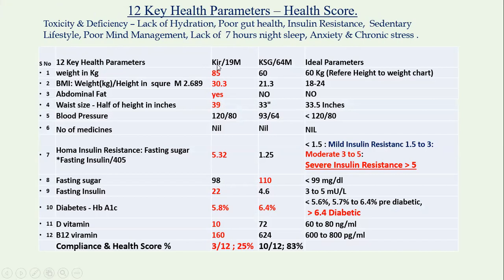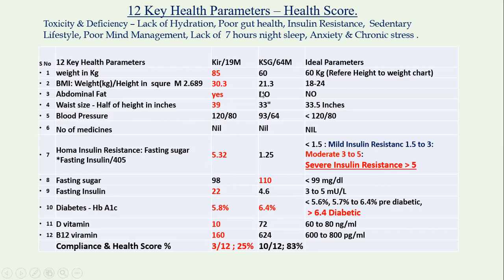Look at this person: 19 years old, his weight is 85 kilos, his BMI is 30, and abdominal fat is already 19. Waist size should be half of the height in inches. He is 5 feet 6 inches, so it should be 33, but it is 39. BP seems to be okay, he's not taking any medicine. And insulin resistance is the product of fasting sugar and fasting insulin divided by 405, friends. Look, he's at 5.3. That means severe insulin resistance.